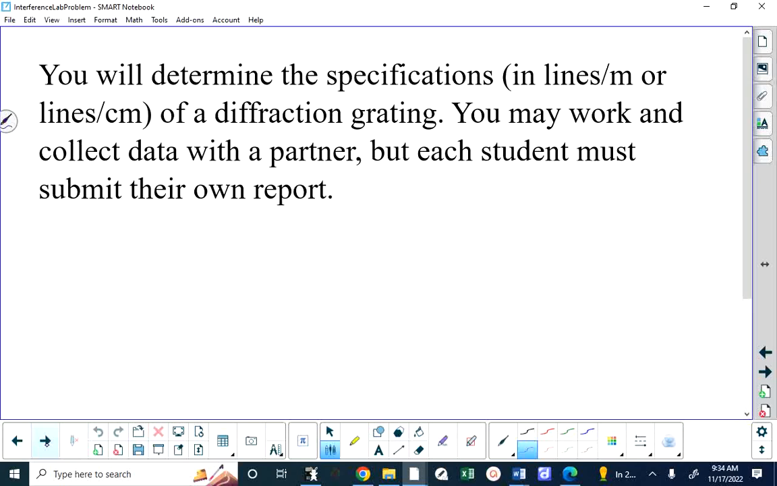You need to work with a partner. There's an even number of people in the room, so you're working with one other person. You're not working on your own, and you're not working in groups of 3 or more.